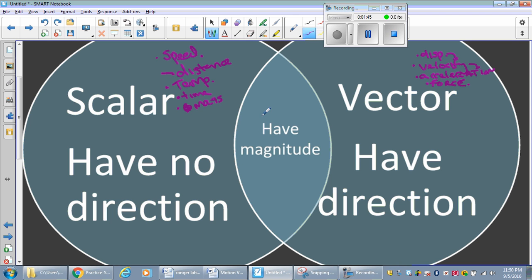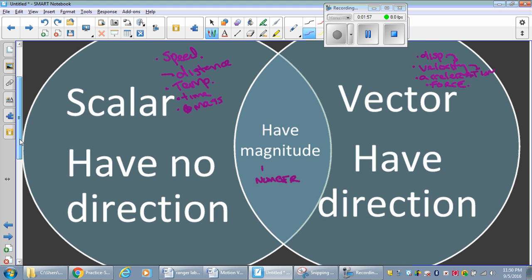All right, what these both have in common is that they both have magnitude. And just remember the word magnitude means number. So a number or an actual value to when you measure it, right? Okay, so let's practice this on a couple of things.